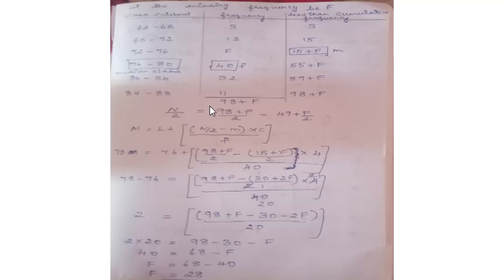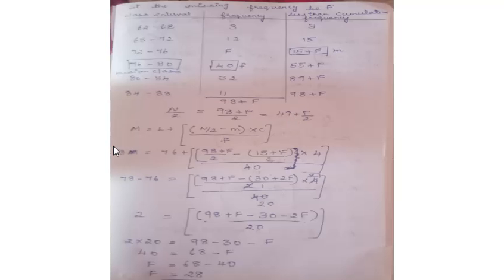Okay. Now the first step is n by 2. N by 2 means the total n, that is 98 plus F, divided by 2. So 98 divided by 2 you will get 49, and F will be divided by 2. There is no number for F, so F by 2 I have written as it is. Then 98 divided by 2 is 49.